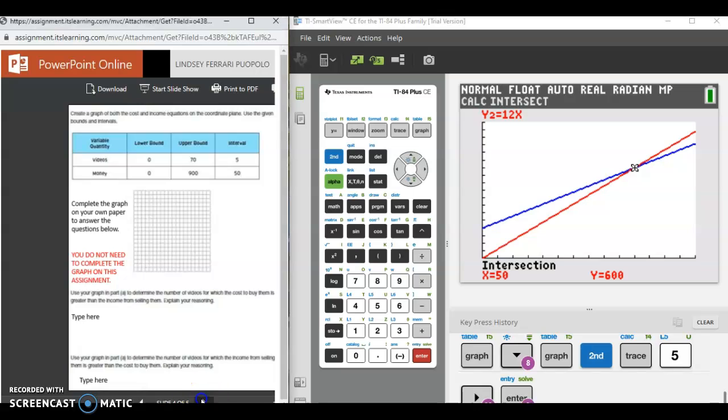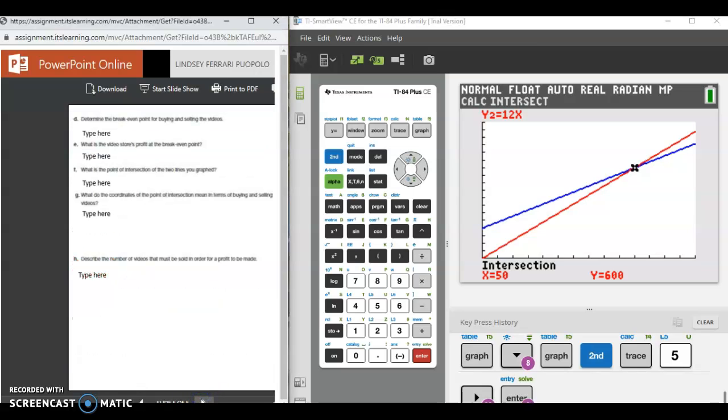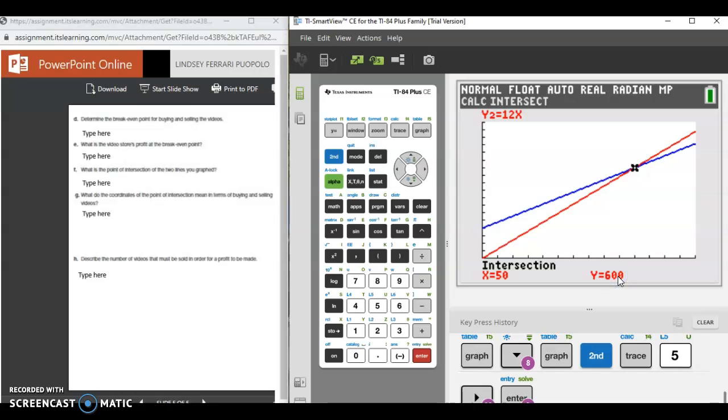If you go to the last page of the assignment, determine the break-even point. So where do they intersect? 50, 600. What is the store's profit? Well, my income is 600. My cost is 600. So 600 minus 600 gives me a profit of $0.